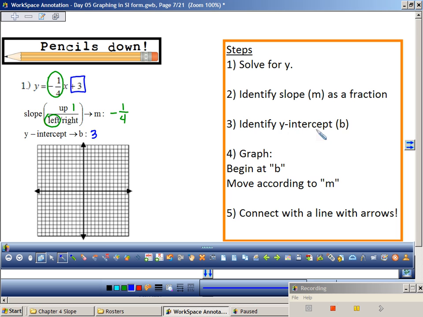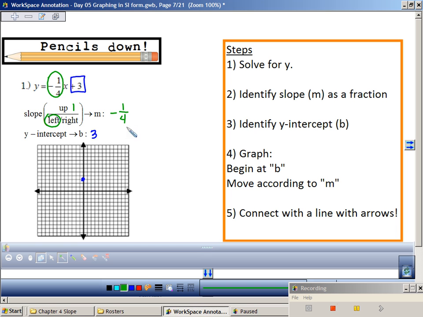Okay, so I've got everything identified. Now I'm going to graph. We begin at B. B stands for begin. So I'm going to start at, translate up 3, and then I'm going to move up 1 and to the left 4. 1, 2, 3, 4. Up 1 and to the left 1, 2, 3, 4. Up 1 and to the left 1, 2, 3, 4.